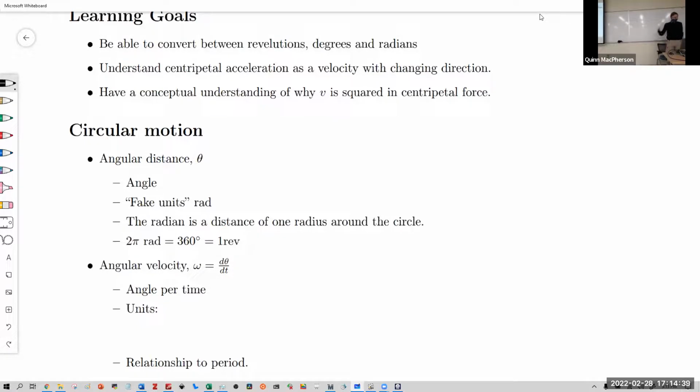So basically, we're going to start with angle and we'll go from there. Okay, so we want to have a really good understanding of angle. The most natural units to measure angle in is this thing called radians. A radian isn't really an angle, or isn't really a unit. We kind of think of it as a unit, kind of like centimeters or whatever, but radians are really a fake unit. You can kind of get rid of them.